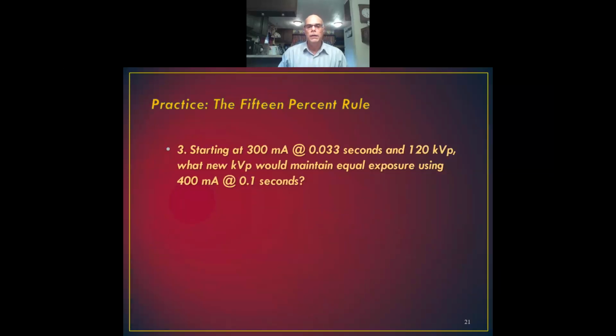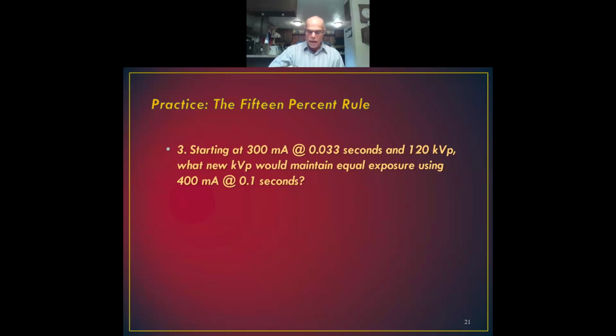Okay, I'm going to do one more and then I want to stop because I know it's a lot for you. So now we're starting out at 300 mA at 0.033 at 120 kVp. We're going to be looking for a change in kVp that would maintain equal exposure using 400 mA at 0.1, which is going to be 40 mAs. So right now we're at 9.9 mAs. I'm going to round that up. We're at 10 mAs and we want to get it to 40.